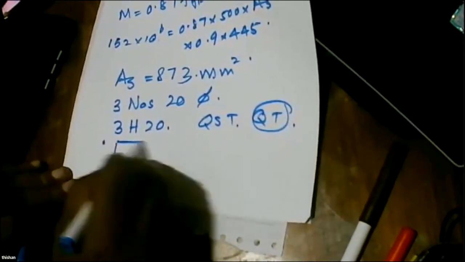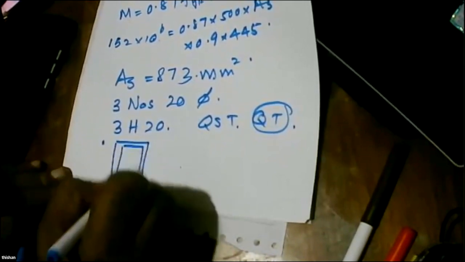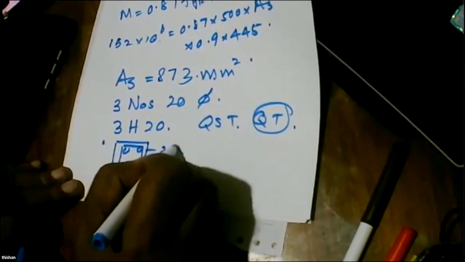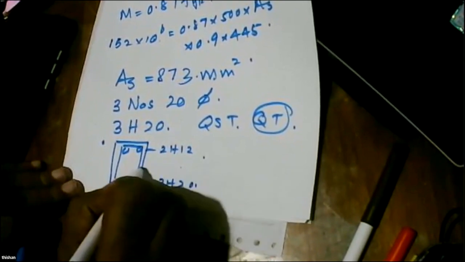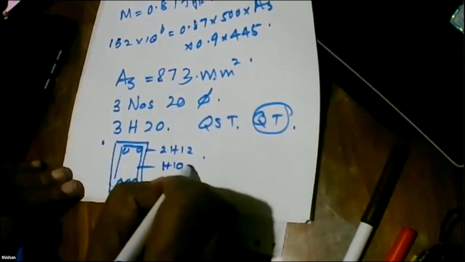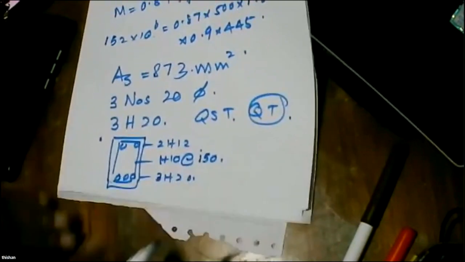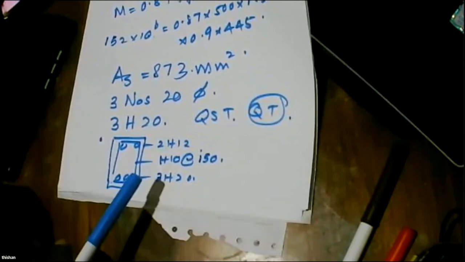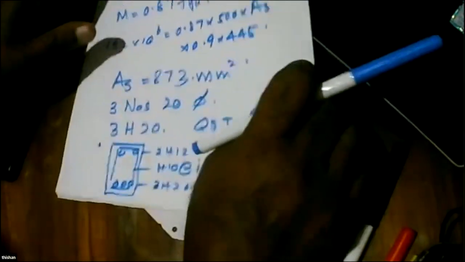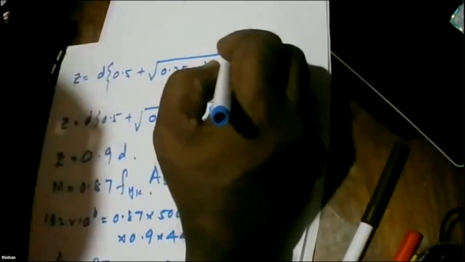So what we do is, here you might get 2H12, here you get 3H20 and H10 at 150 as the links. So you get all this and the design is over. So you can find the reinforcement, right? But if you ask me how I would find the reinforcement, that is not the way I find it.